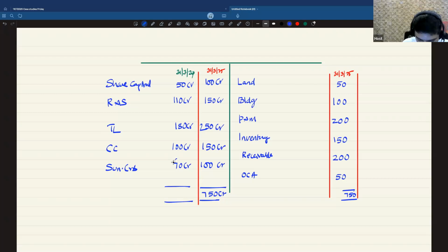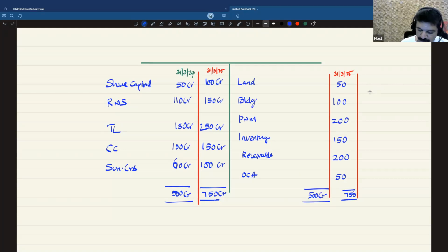For simplicity's sake, I'll make this 500 crore. It means on the asset side also in the previous year, they had 500 crore. So what was that 500 crore? Let's try to understand.